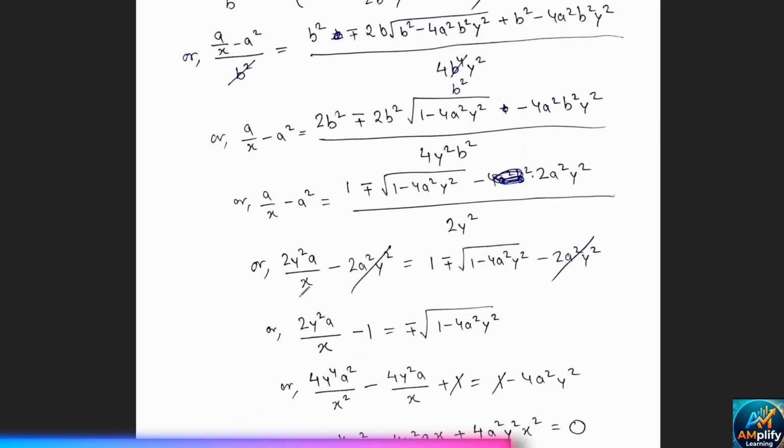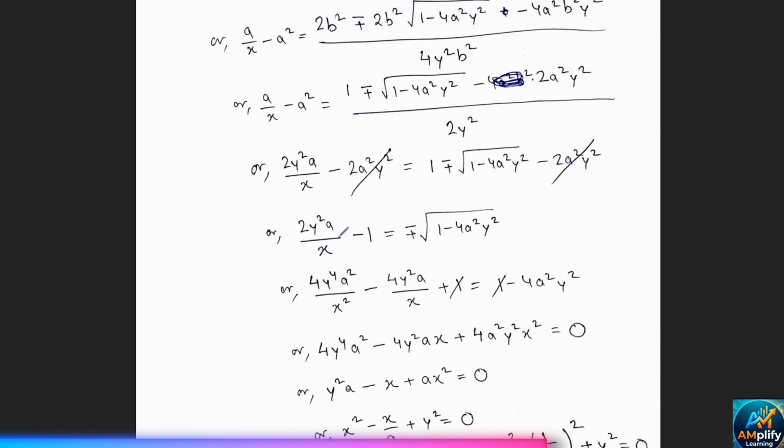Okay, so now we take 2y square to LHS and we multiply it, so we get 2y square a by x minus 2a square y square, right? And on this side we have 1 minus plus root over 1 minus 4a square y square minus 2a square y square. So we can cancel out 2a square y square from both sides of the equation, and we have this one, right? And now we have a root over term on RHS, so we will just square it, right, to remove the root, and then we can solve.